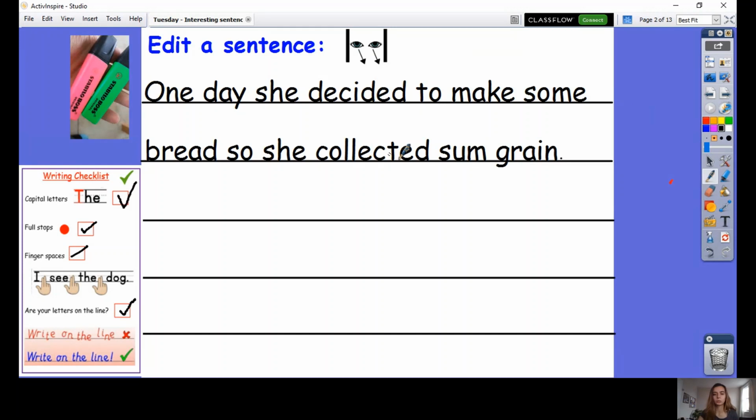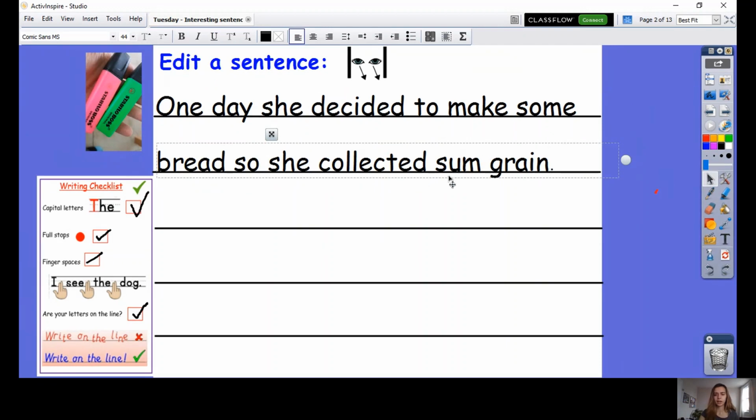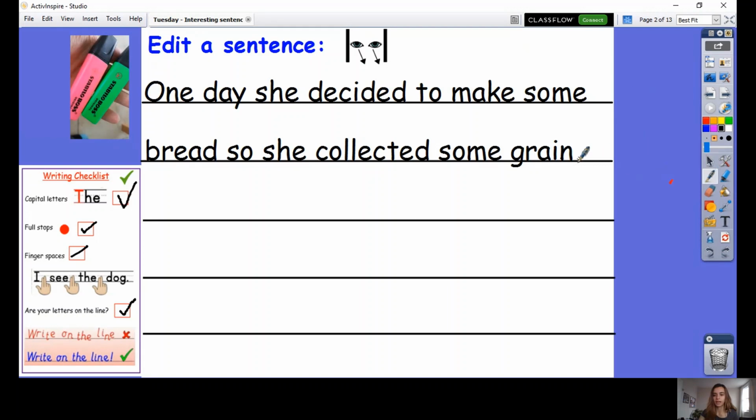But there is still one more mistake. I have got a spelling mistake. Have you spotted it? Well done. What word did I spell wrong? Some. I spelt some wrong. It sounds like some, but again, we've got a tricky red word that I need your help with. Looking here, I spelt some correctly here. So some is s, o, m, e. That's how we spell some. Fantastic.